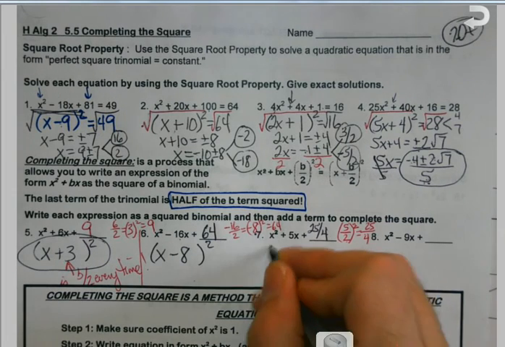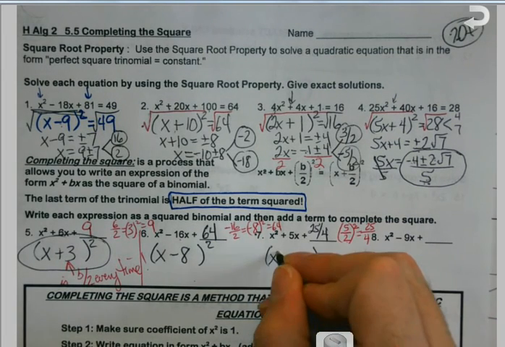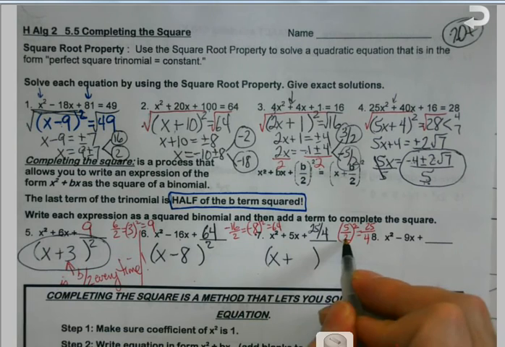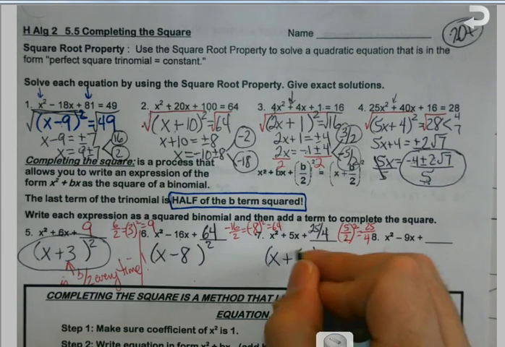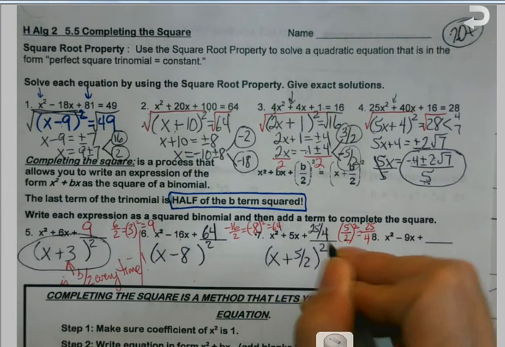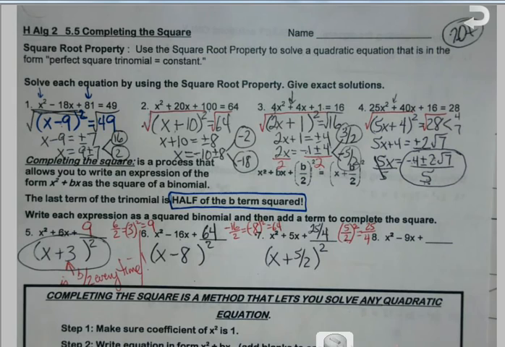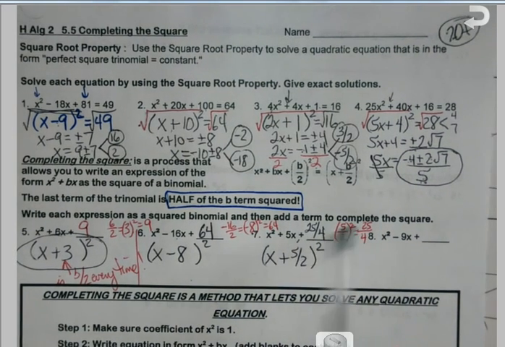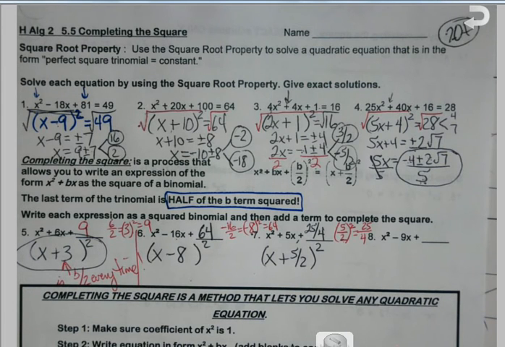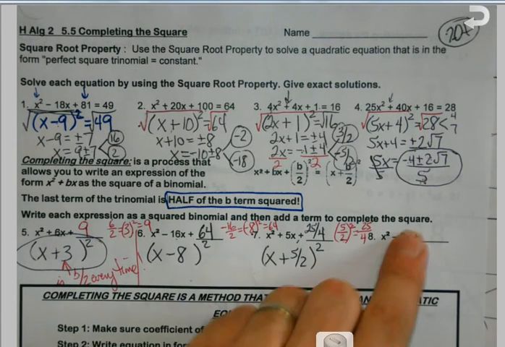But we know how to shortcut this. It's just x. When I did my b divided by 2, it was 5 halves. So if I were to FOIL out x plus 5 halves squared, I'd get this back. But again, we don't have to do all the thinking with this as long as we remember what the pattern is. And that's going to be true every time.